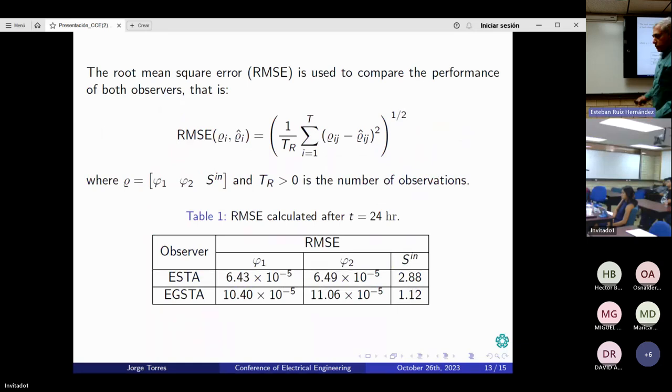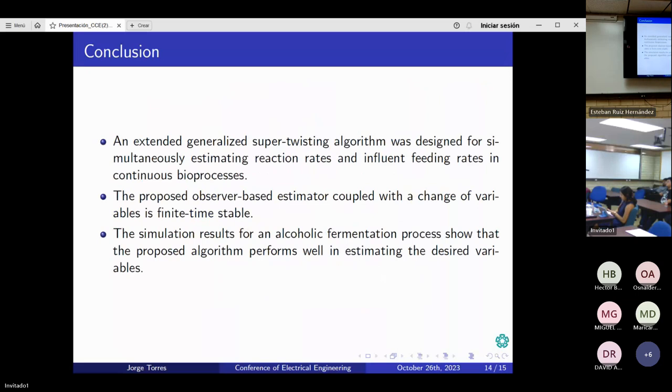In order to compare these two algorithms, we propose the mean squared error. Let's say they're all the same order. Okay, no problems. As a conclusion, we propose here an extended generalized supervised algorithm for the simultaneous estimation of some quantities in our bioreactor. What quantities?